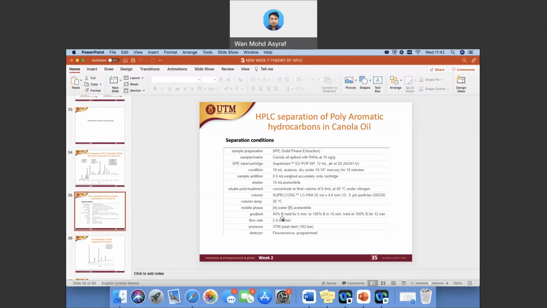So the mobile phase here is using water and acetonitrile. So it is using gradient elution. Okay, so 40% of B for 5 minutes and then straight to 100% of B in 15 minutes. All right. So if it is 40% of B, the other 60% is A. Okay. It is being held for 5 minutes. But in the next 15 minutes, 100% of B. So A is 0. Okay. So this is how you write your gradient elution parameter.